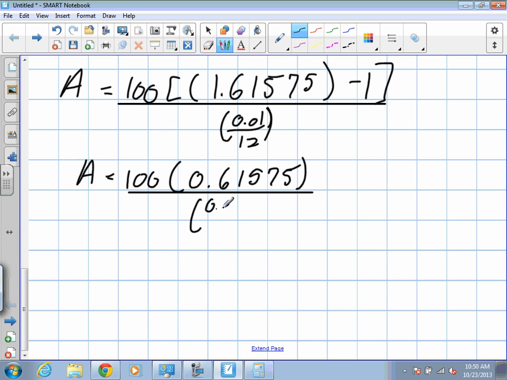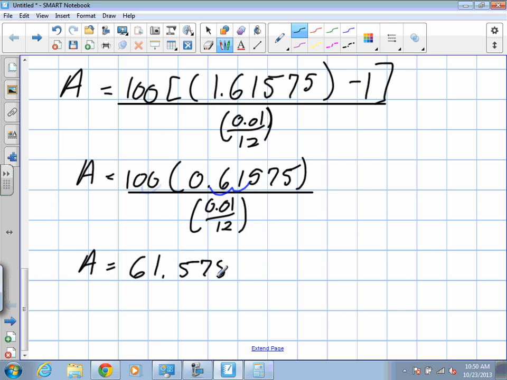I need to multiply this. Luckily, I'm using the number 100. Does anyone know how to multiply 100 by a decimal very quickly without typing it in? Yes, that's right. We're just going to move this over 2 places. So the number on top is then going to read 61.575, all divided by a fraction.